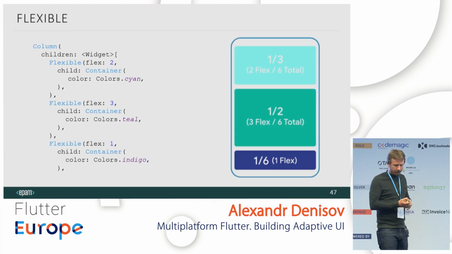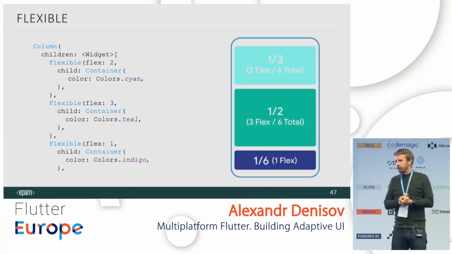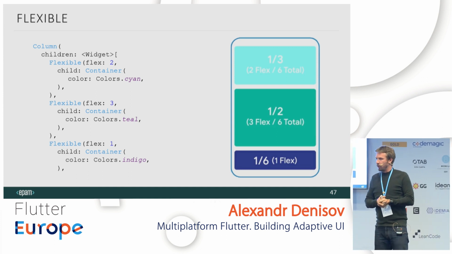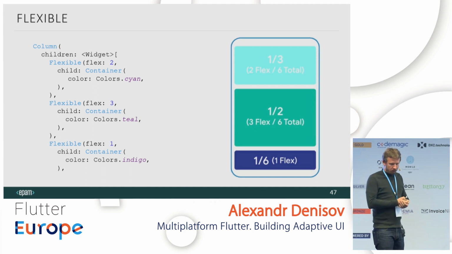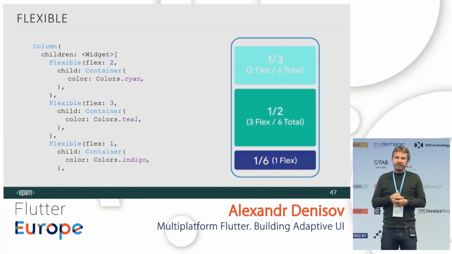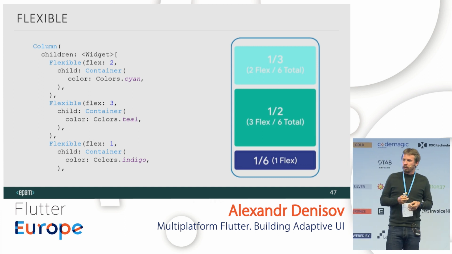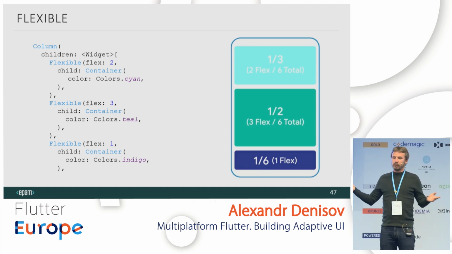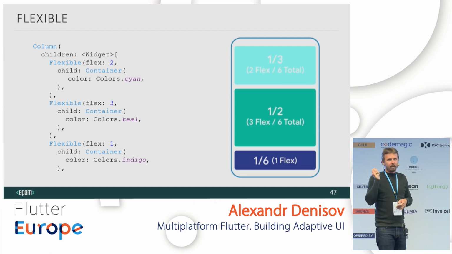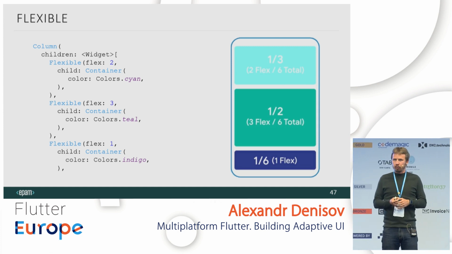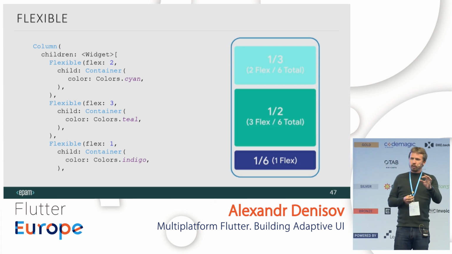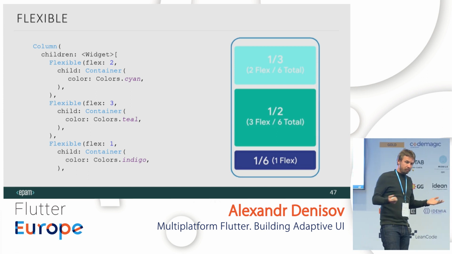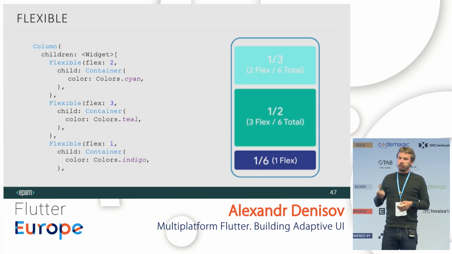Second, Flexible. Flexible is the widget that controls how a child of a Row or a Column flexes. You don't need to set a fixed size for your child. You can let it fill a given space, as in this example, where the first child of the column fills 1/3 of the screen, the second 1/2, and the third 1/6 of the screen. And it doesn't matter what the real height of the device is.